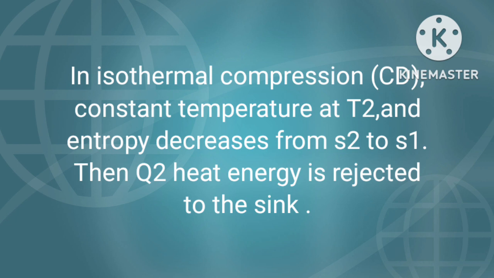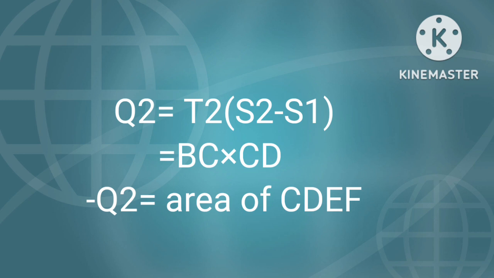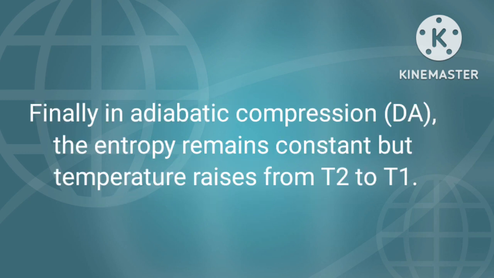Then Q2 heat energy is rejected to the sink. Q2 equals T2 into S2 minus S1, which equals BC into CD. So minus Q2 equals the area of CDEF. Finally, in adiabatic compression DA, the entropy remains constant but the temperature rises from T2 to T1.